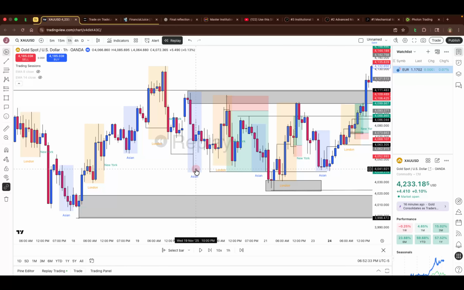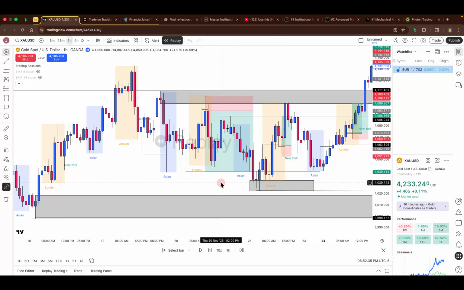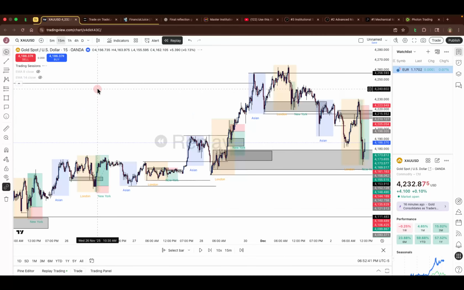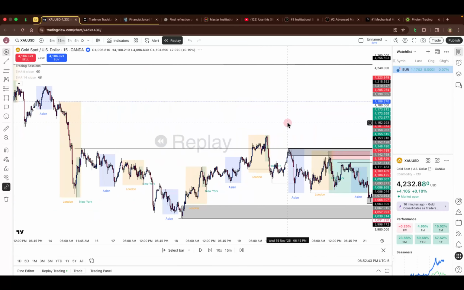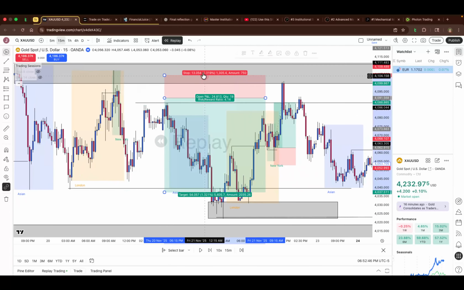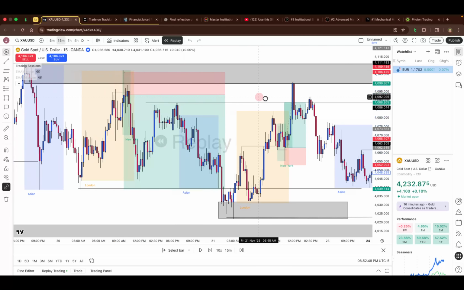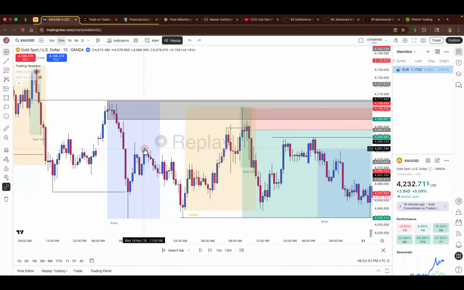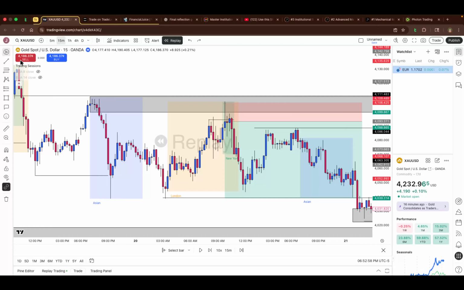We see a match of lows here, but London session, we do see price come down, come up, come down, come up a little bit, but there's still our range right here. This is our range so far from here to here.